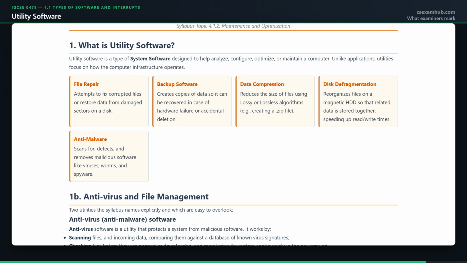Third, for defragmentation, give the reason and not only the action. The pieces of files are rearranged to be contiguous so that the read-write head does not have to move as far, which reduces access time. And fourth, remember that defragmentation applies to hard disk drives. If a question describes a device with solid-state storage, saying it should be defragmented is wrong, and knowing why, no moving parts, so nothing is gained, is exactly the kind of reasoning that separates answers.